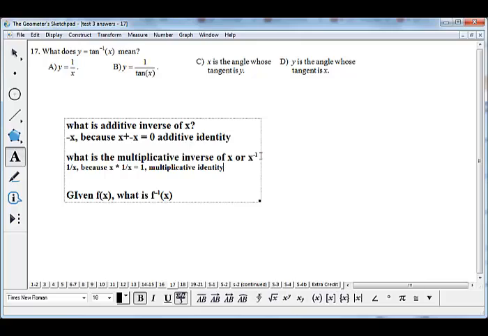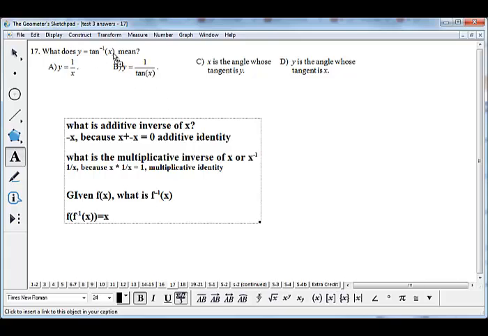So in this case, we use x to the negative 1 to indicate the multiplicative inverse for a single number x. But when we're talking about function inverses, they are defined as the function such that f of f inverse of x equals x. In other words, if you take the inverse of the function and compose it with the function, you're going to get back the original argument. So that's the definition for a function inverse. And by the same token, f inverse composed with f will also give you x.